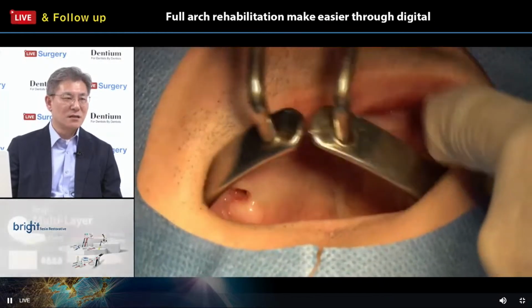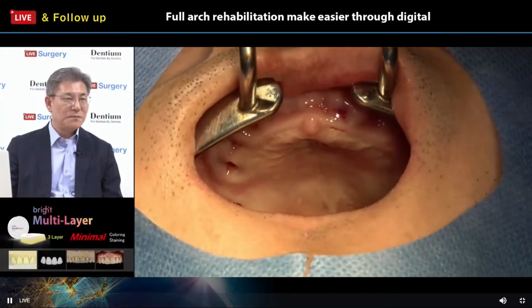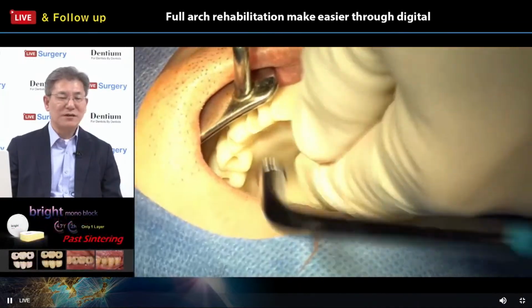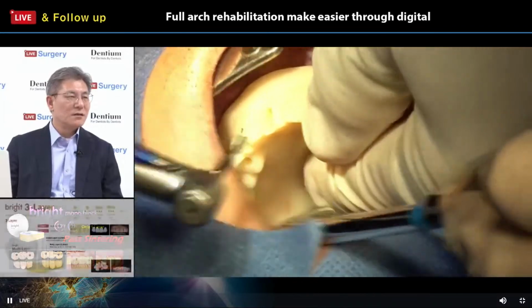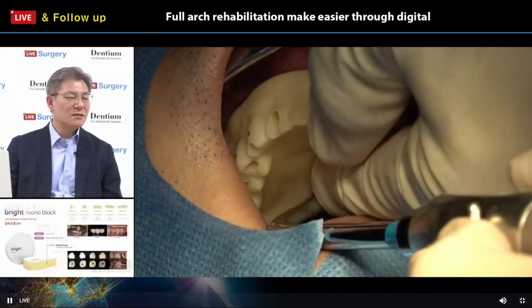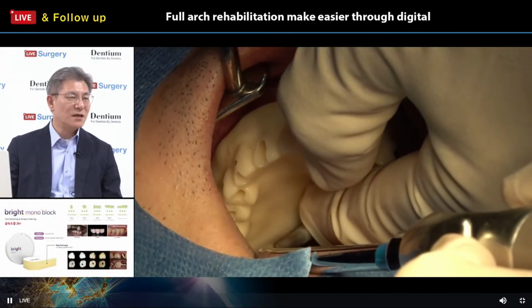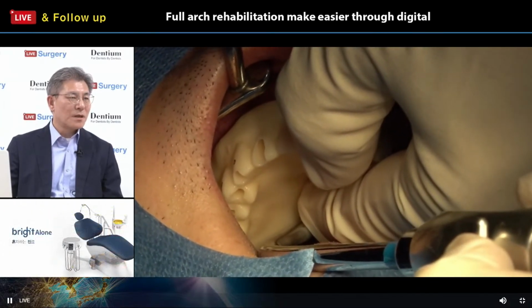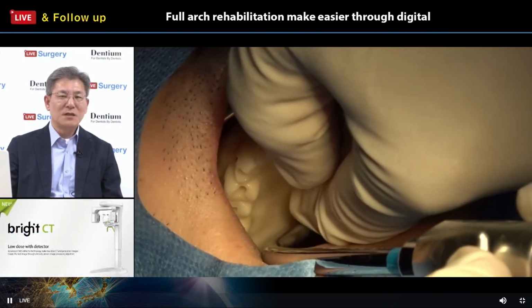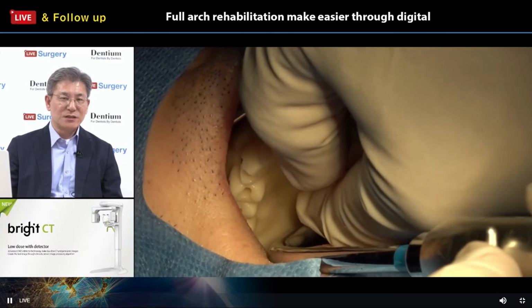I think this denture has good informative results, and Dr. Chung is using this printed denture as a surgical stent. All of these dentures came from the digital procedure, right?